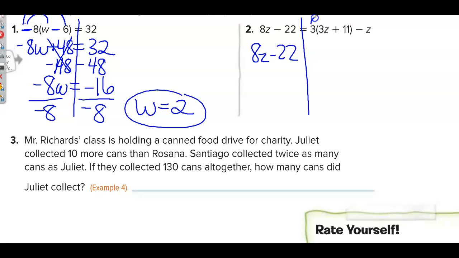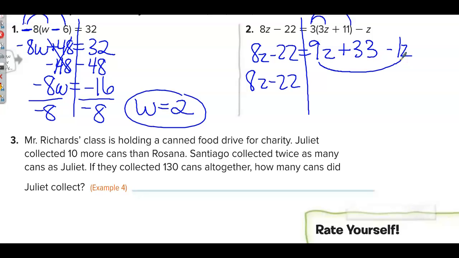Good, I'm going to distribute. So 3 times 3z is 9z. 3 times 11 is plus 33. Good, keeping it positive. And then we can just rewrite minus z. I like to put a 1 in there just because that helps me out. You could subtract 1z from 9z. Good, I'm going to rewrite again because this side is good. I want to combine my z's together to make it organized. So I have 9 minus 1, which is 8z.